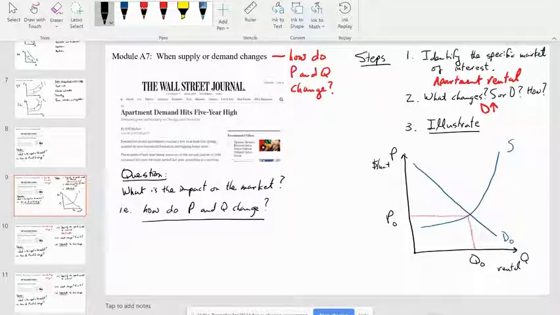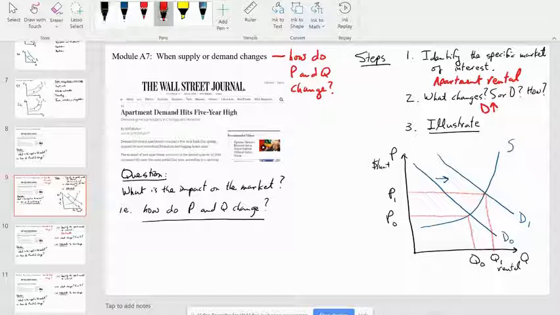Now we have an increase in demand, shifting the demand curve to the right. This increase in demand leads to a new equilibrium price and quantity, which we can now go ahead and label price 1 and quantity 1 at the new demand curve. The result of this is that we have an increase in price and an increase in the number of apartment rentals.